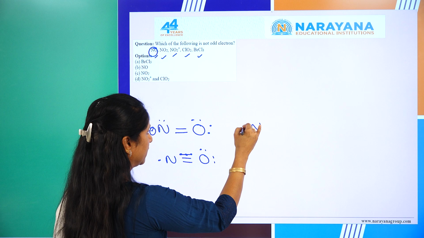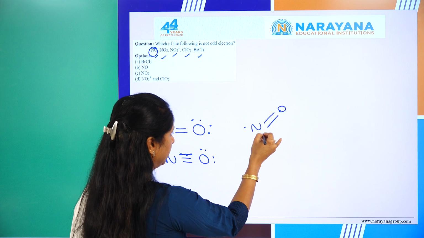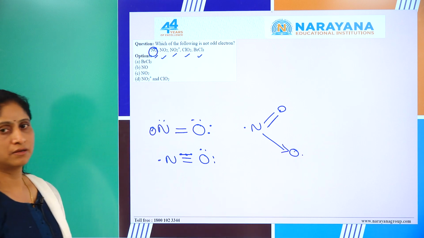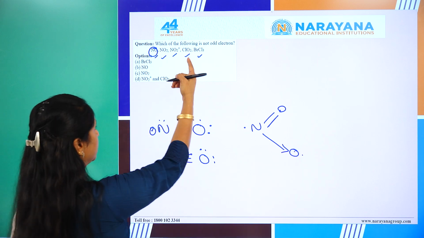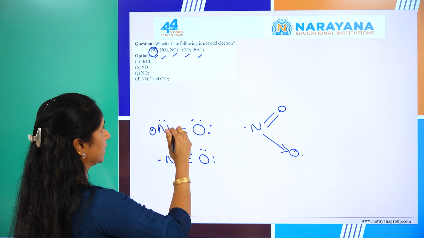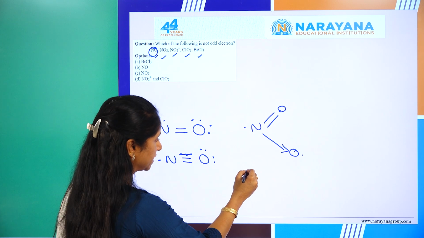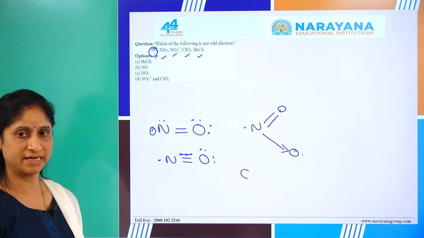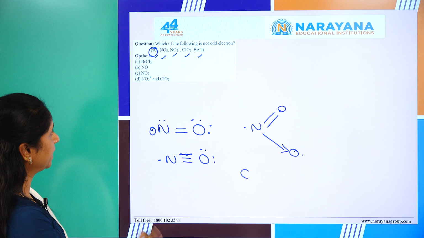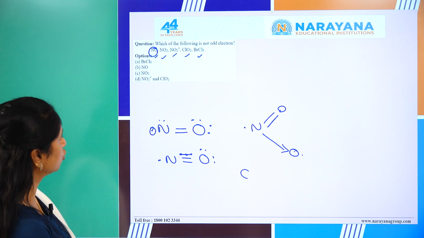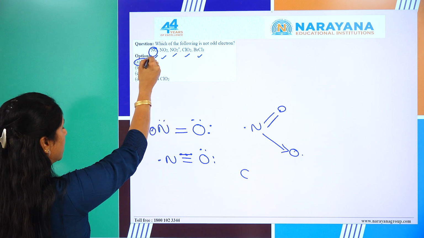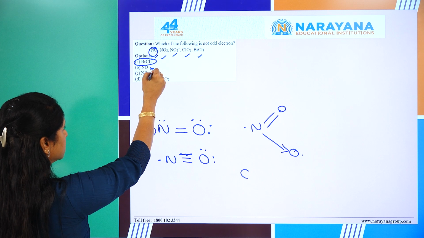NO2 is also an odd electron species. Whenever nitrogen forms a fourth bond, it will be a dative bond. Observe, it is also an odd electron species, but NO2 plus is not an odd electron species. ClO2 is an odd electron species, again a 3 electron bond. BrCl3 is not an odd electron species. Hence, which of the following is not odd electron, they are giving. So BrCl3 is not the odd electron. This is odd electron, this is odd electron.